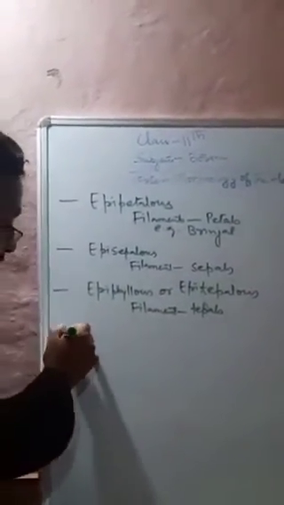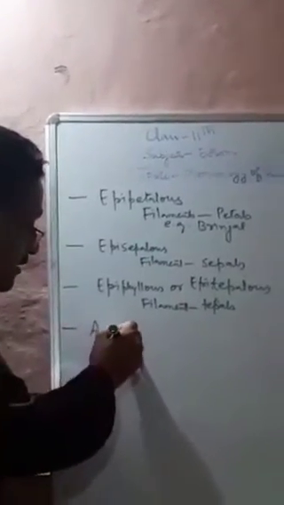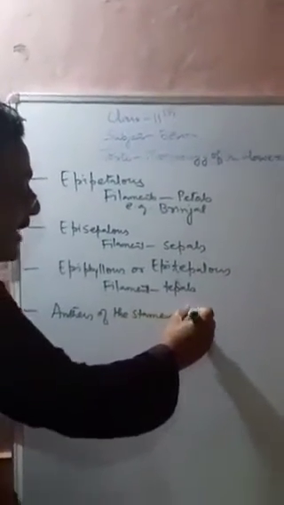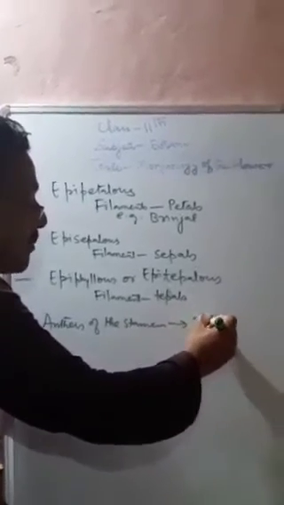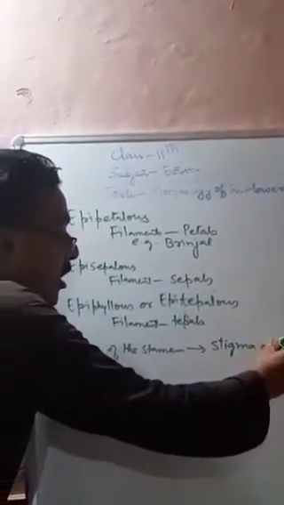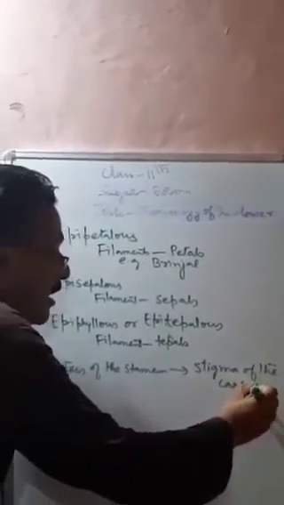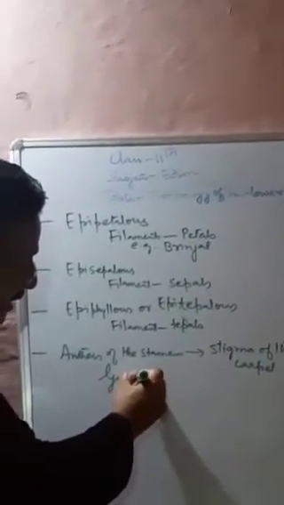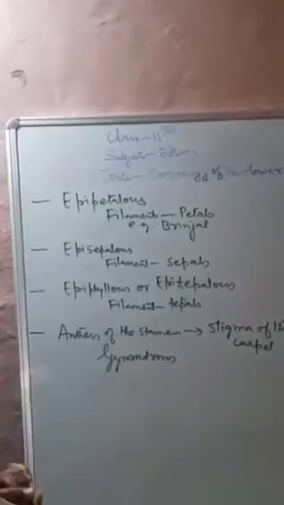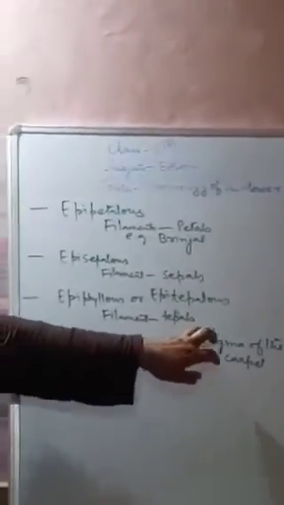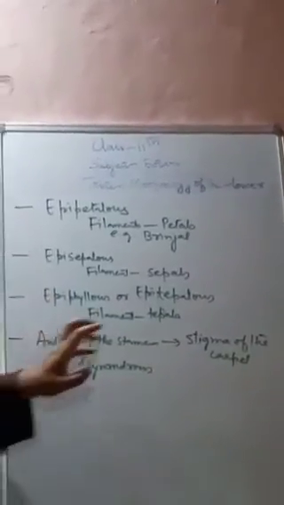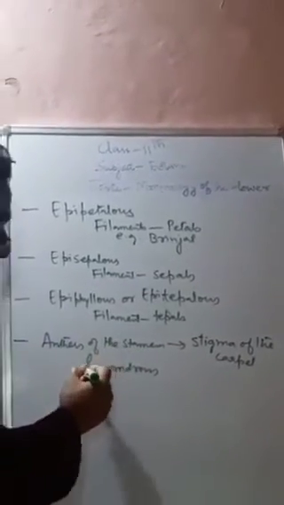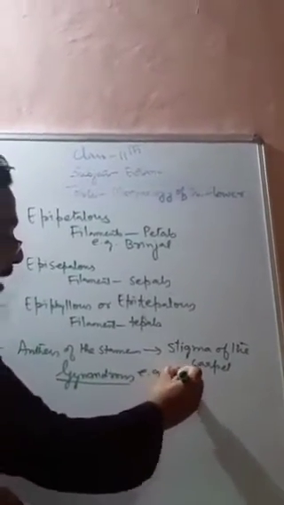Third, when the anthers of the stamens are attached with the stigma of the carpel, that condition is called gynandrous. When the anthers of the stamens remain fused with the stigma of the carpel, then we have the condition that is called gynandrous. For example, we can see the condition in Calotropis.